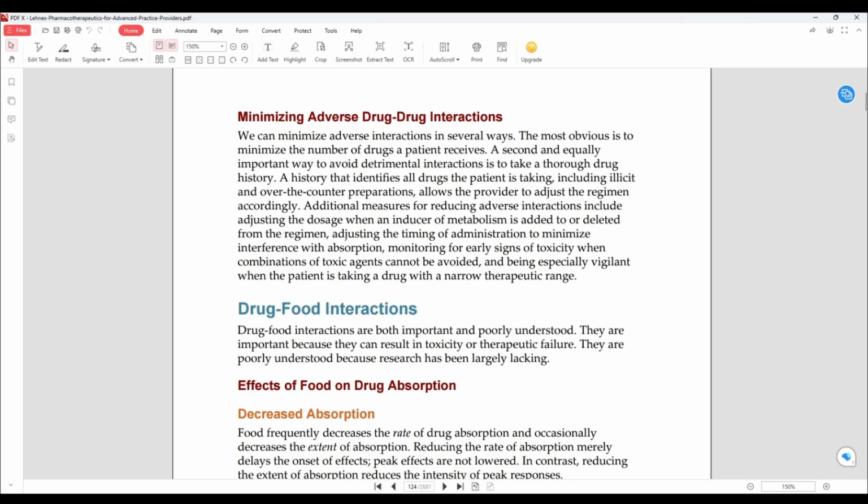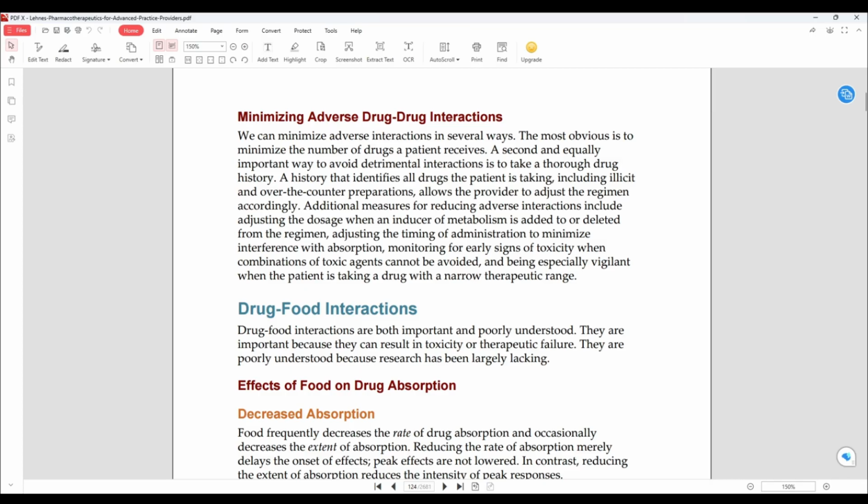Minimizing adverse drug-to-drug interactions. We can minimize adverse interactions in several ways. The most obvious is to minimize the number of drugs a patient receives. A second and equally important way to avoid detrimental interactions is to take a thorough drug history, a history that identifies all drugs the patient is taking, including illicit and over-the-counter preparations, which allows the provider to adjust the regimen accordingly.